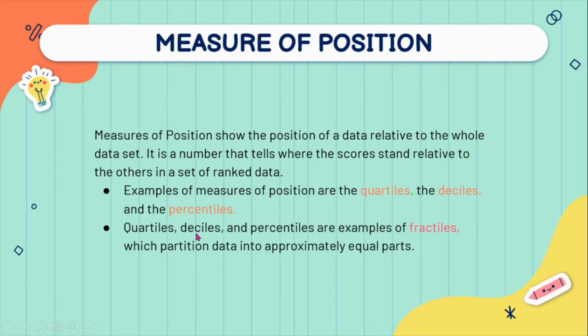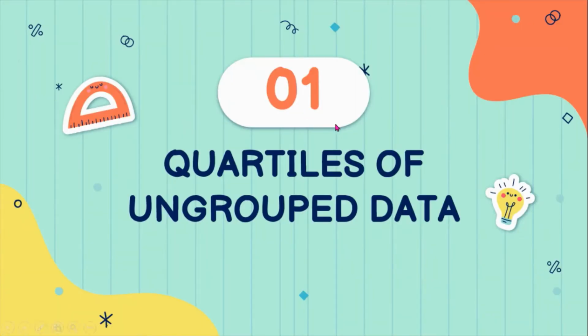Quartiles, deciles, and percentiles are examples of fractiles, which partition data into approximately equal parts. Take note that median is both a measure of central tendency and measure of position. So let's start discussing quartiles of ungrouped data.